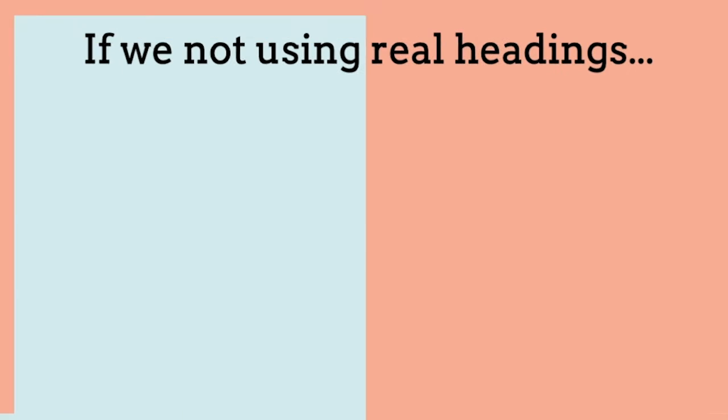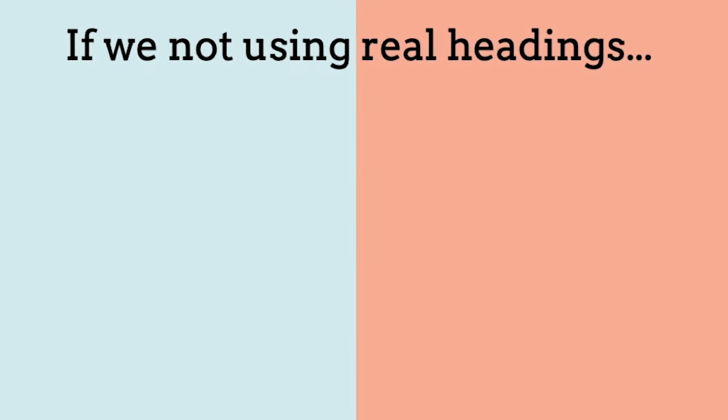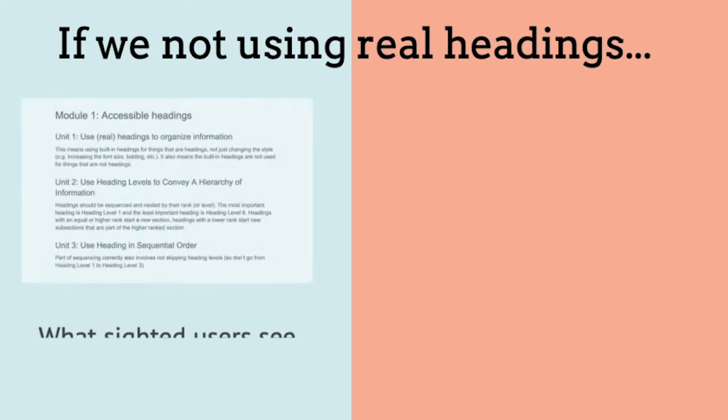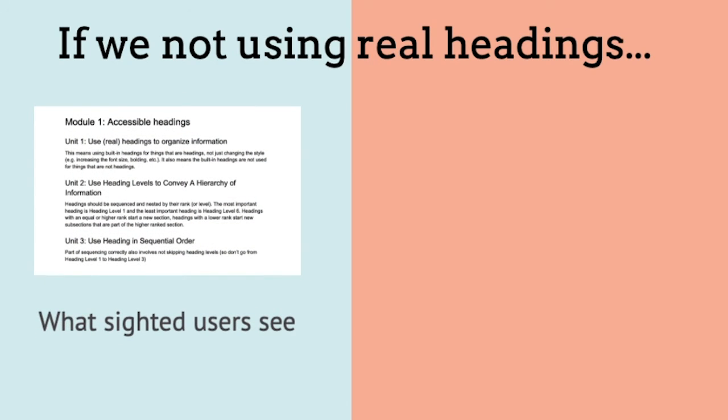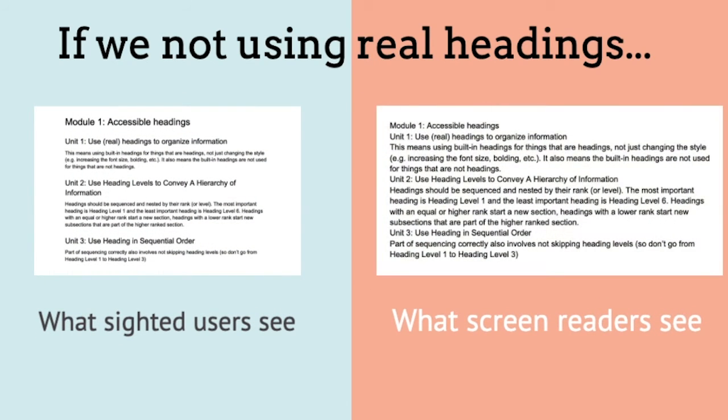If we're not using real headings and instead just styling text to look like headings, it may not affect the sighted users, but to the screen readers, they can just see paragraphs, just like the image on the right.